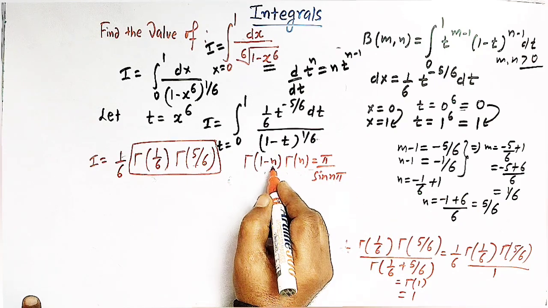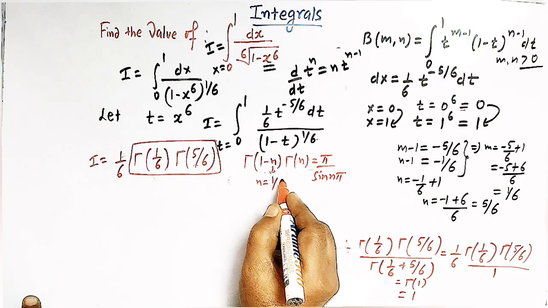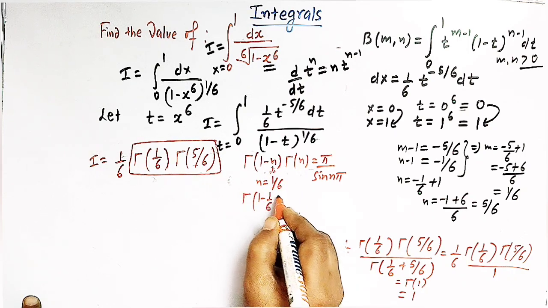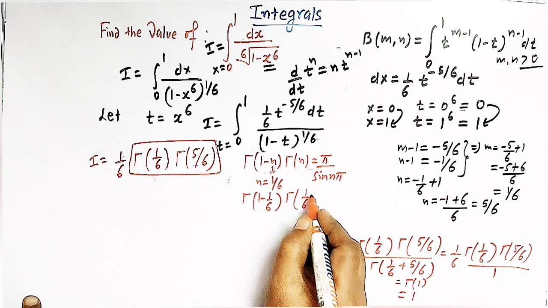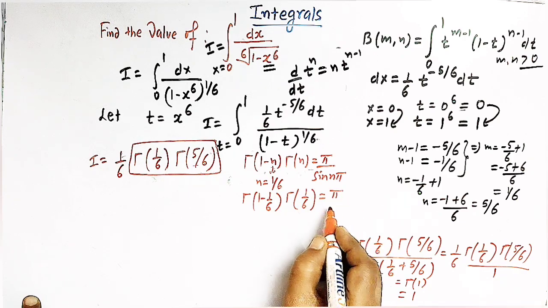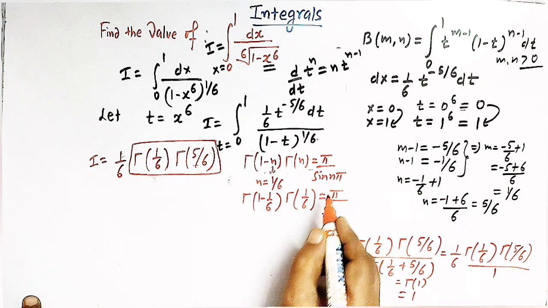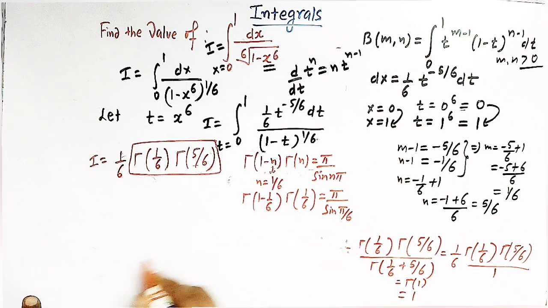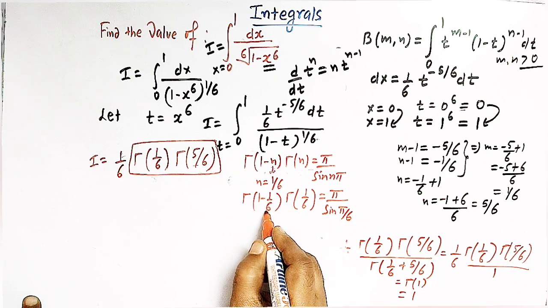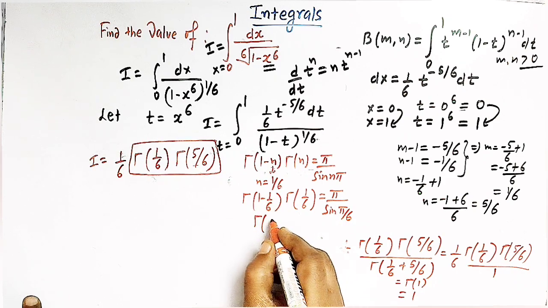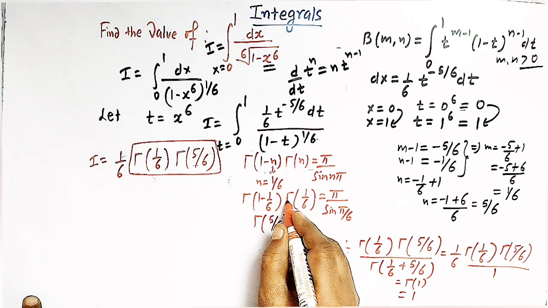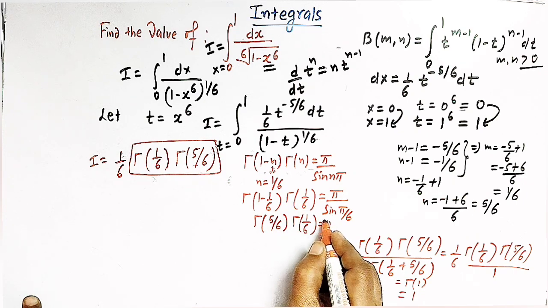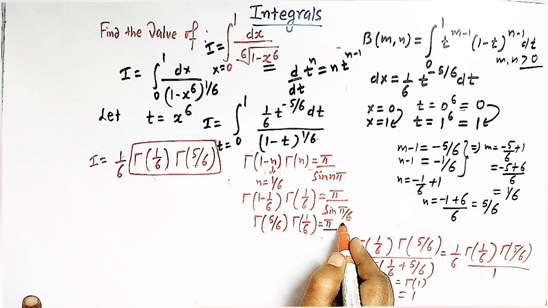So if we take this n as 1 over 6, then we have gamma 1 minus 1 over 6 gamma 1 over 6, and here we have pi divided by sine n pi. So n is 1 over 6, so we have pi over 6. So now this is 1 minus 1 over 6, so this is gamma 5 over 6, and here we have gamma 1 over 6, and this is pi divided by sine pi by 6.